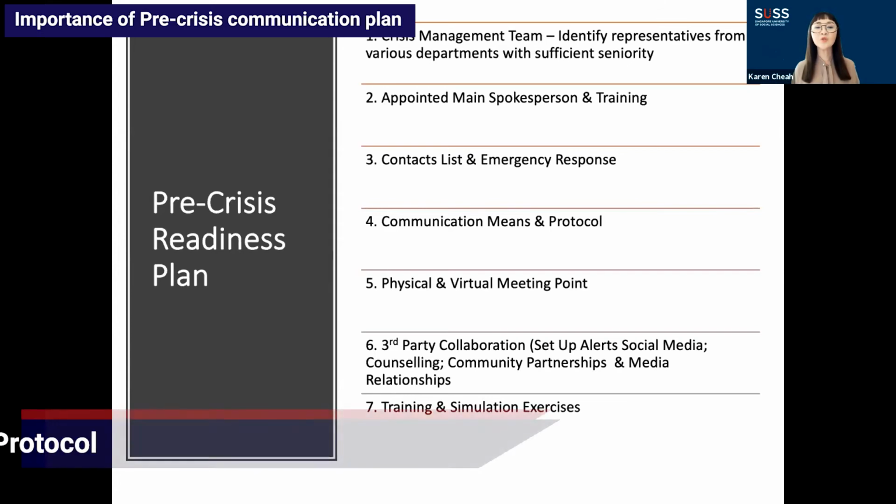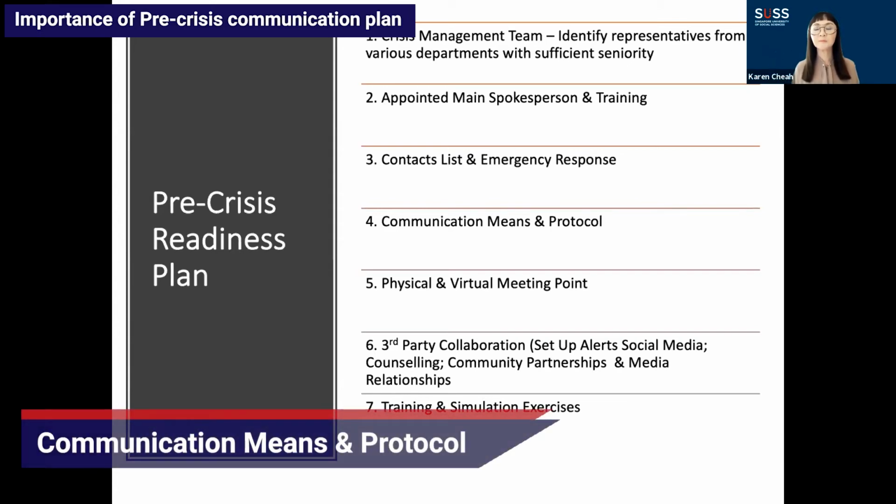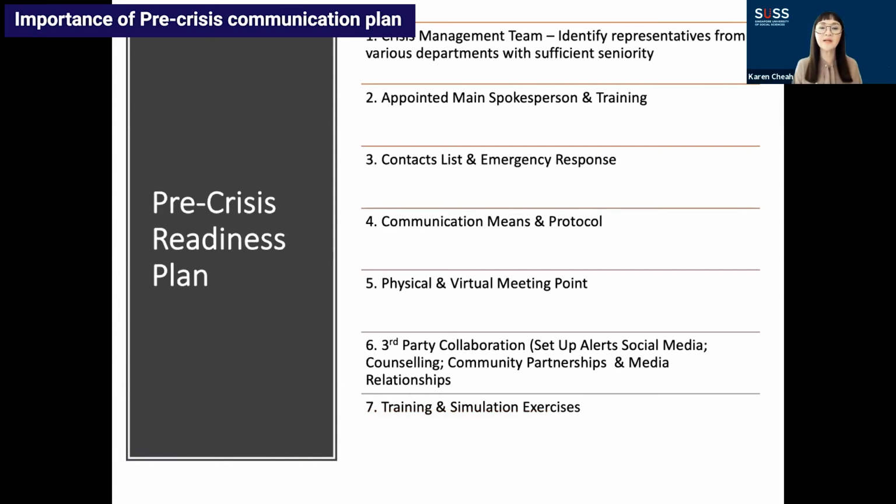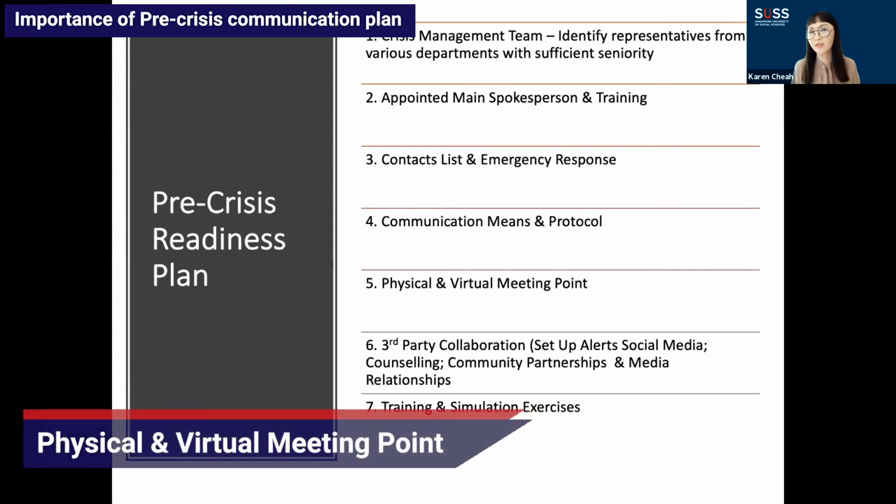The next one is also the communications means. What does that mean? It means, are you all always WhatsApping each other? What if WhatsApp goes down? What if you can't get contacted on WhatsApp? What are the established means of communication you have set up with your crisis team members? And the protocol, meaning who's going to respond first? Where are you all assembling also? That's the other question that brings us to the physical and virtual meeting points.